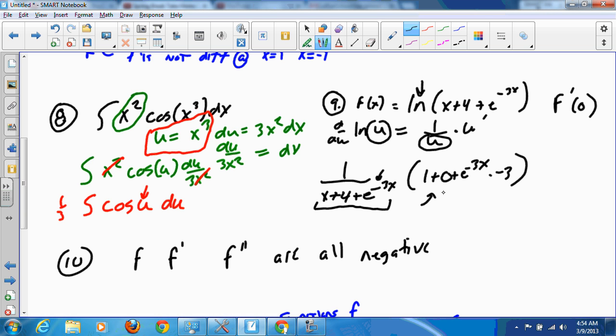So if you clean this up, get it in terms of x, and then don't forget to go back in and substitute when x equals 0, and you should have a fairly straightforward problem. Okay?